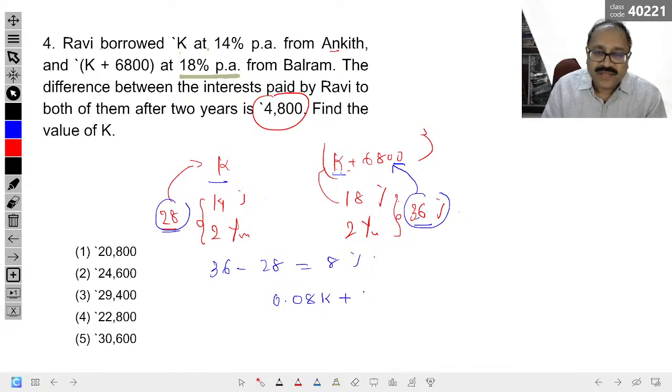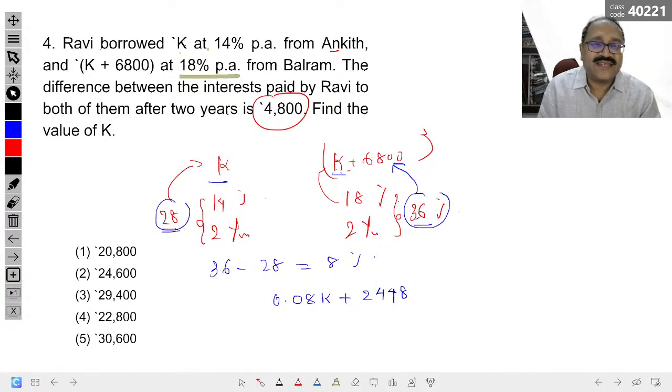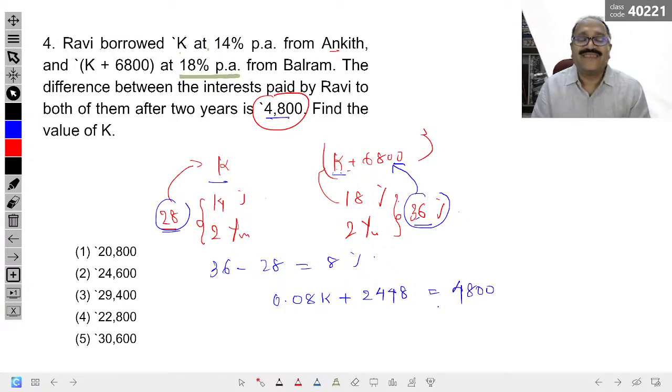2,448. This is what the difference is. And this difference is represented in terms of amount, that is 4,800. Then will I get the K value? Yes, I can get the K value. So look at this one. When it goes the other side, it will be subtracted here.